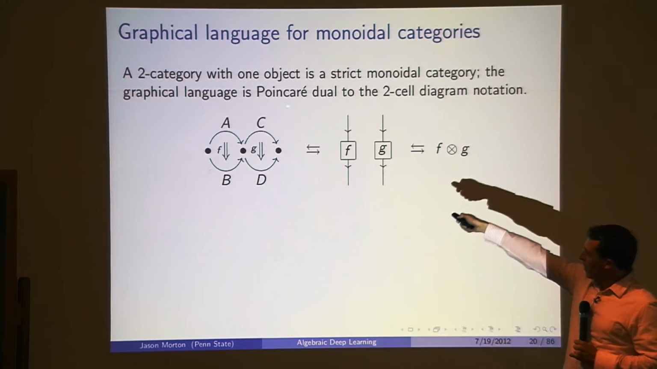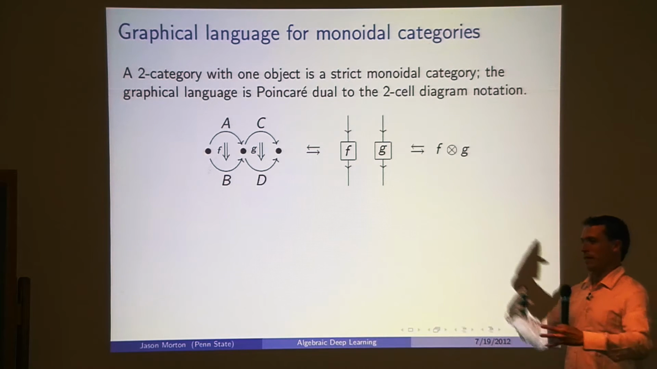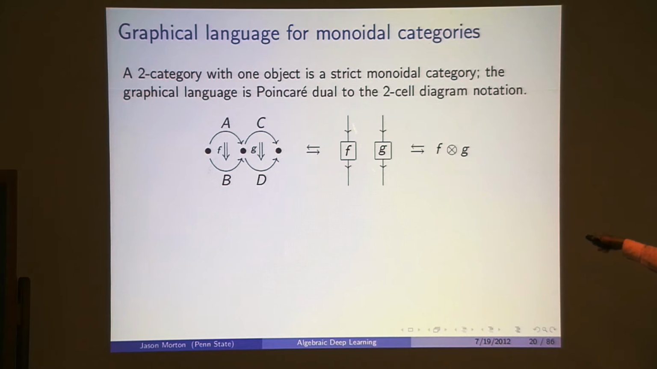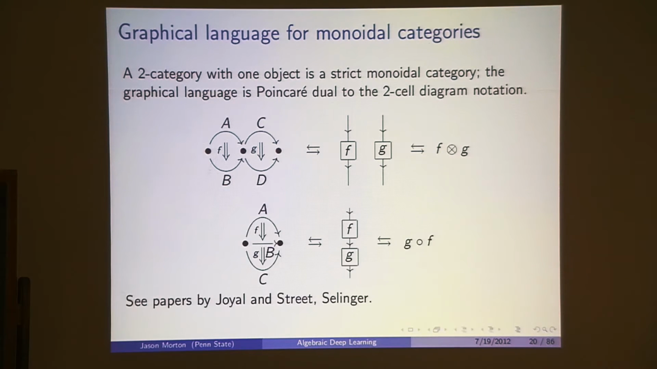There's sort of 2 layers of maps, F and G. And then I take the Poincare dual, so I replace spaces with points and lines with lines the other direction. And then I get a diagram language that looks like this. So this is F tensor G. And similarly, I can compose these maps between maps to get a tensor product like that. And papers by Joyal and Street, Selinger, John Baez are great places to look to understand this stuff.